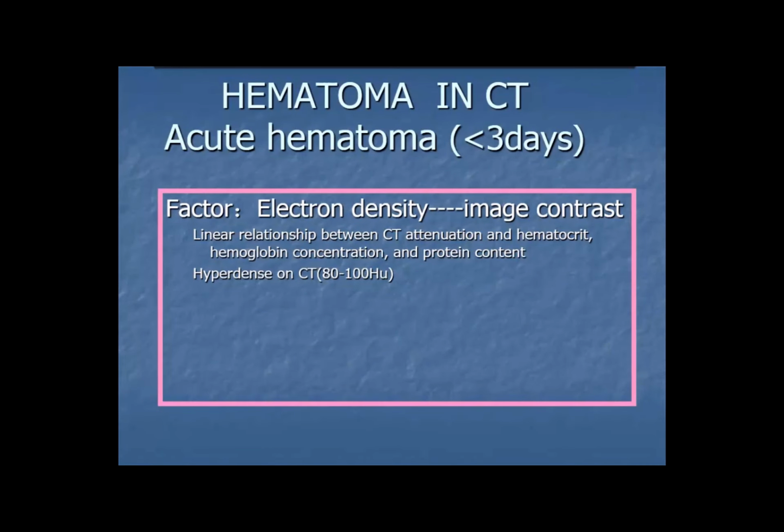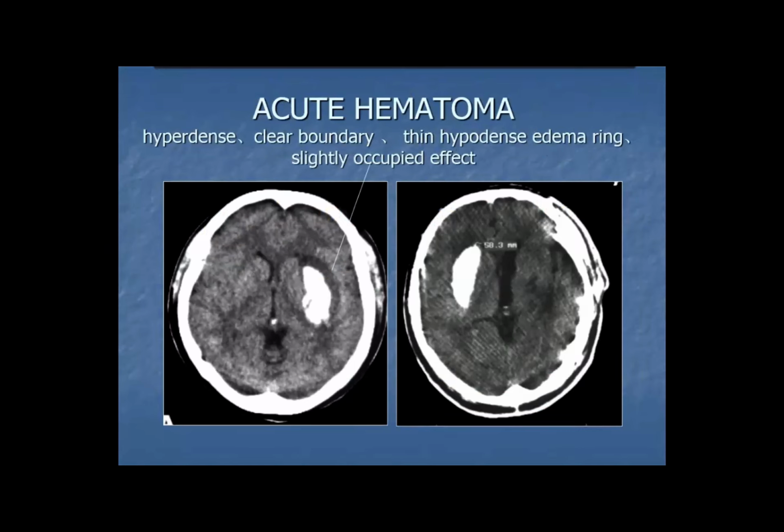The acute hematoma on CT image. The factors of the image are the electron density and the imaging contrast. There is a linear relationship between CT attenuation and hematocrit, hemoglobin concentration, and protein content. This is hyperdense on CT, from 80 to 100 Hounsfield units. This is an acute hematoma. It is hyperdense with a clear boundary and a thin hypodense edema ring. This hypodense edema ring has a slight mass effect. It is also an acute hematoma.